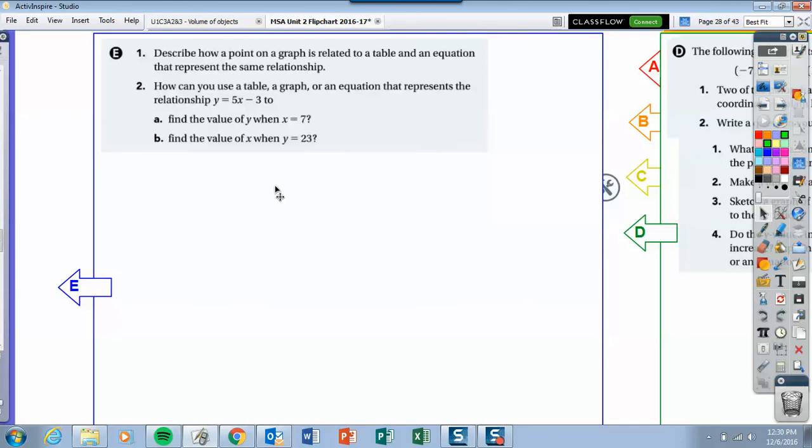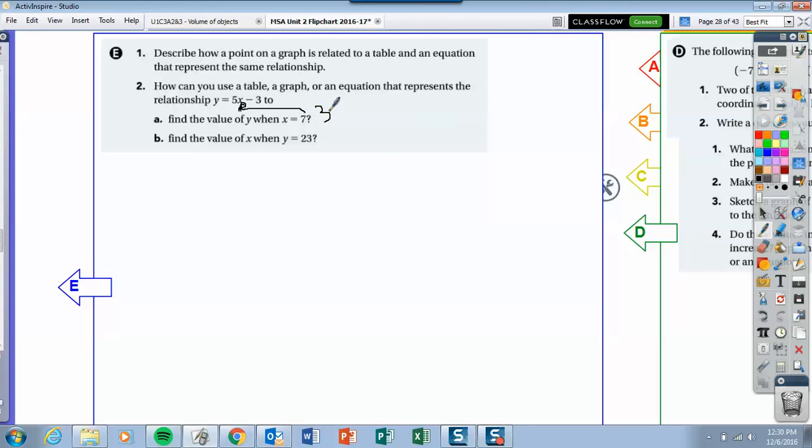How can I use a table, graph, or equation that represents the relationship to find the value of y when x equals 7? What I'm going to do is take this 7, because it stands for x, substitute right there and solve for y. 5 times 7 is 35, minus 3 is 32.